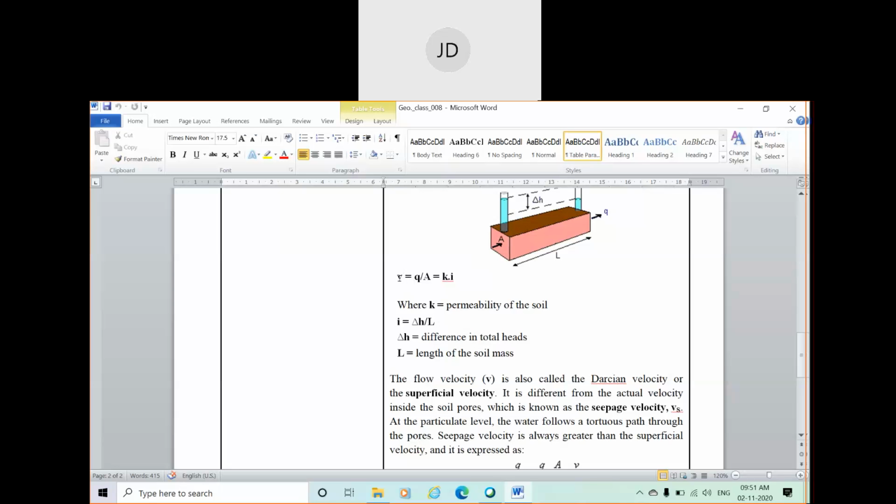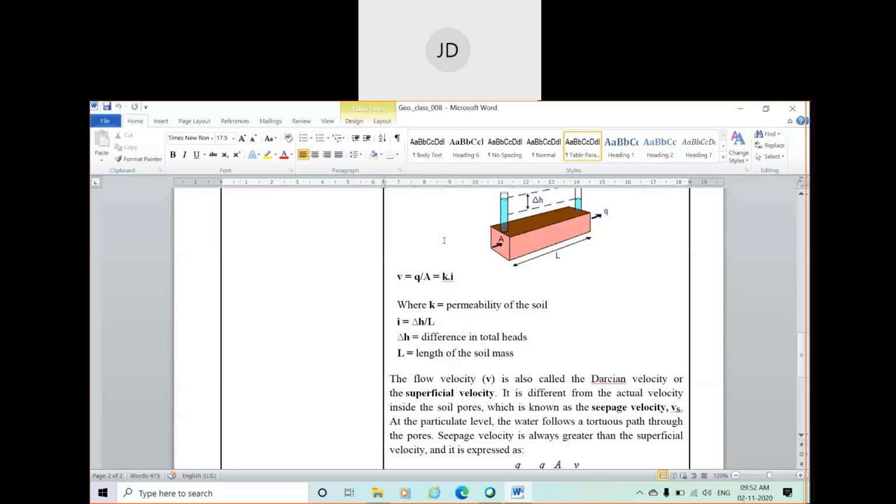Or you can say that the theoretical velocity of flow V is equal to Q by A, where Q is the discharge or rate of flow as per Darcy's law, and A is the cross sectional area of the soil mass perpendicular to the flow. And this velocity is your theoretical velocity. This is not the actual velocity. Why have I said this is not the actual velocity?